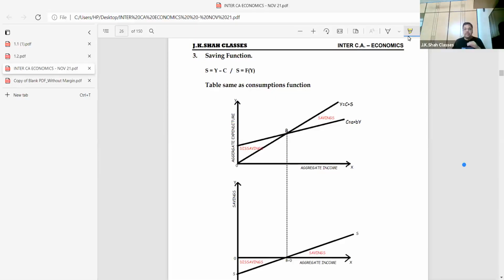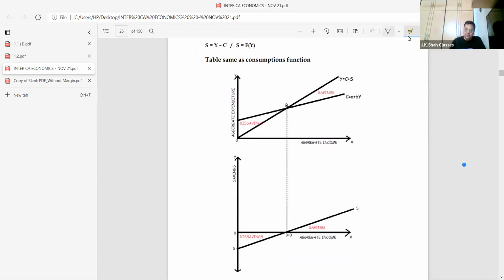Yesterday, beta, we did this savings function. We did the savings function curve. What is the position, student? First, it lies below the x-axis. It represents what? Negative savings. Then it shows zero, and then it shows what? Positive savings. Right now, this is clear.